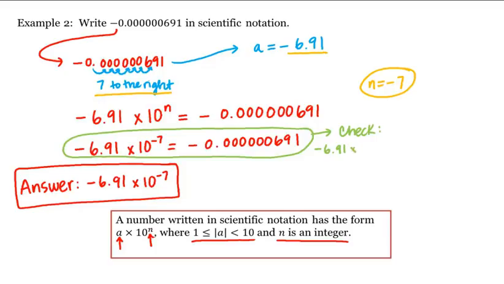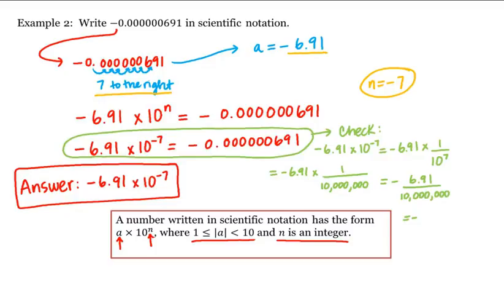Negative 6.91 times 10 to the negative 7th power is the same as negative 6.91 times 1 divided by 10 to the positive 7th power, which is equal to negative 6.91 times 1 divided by 10 million, 7 zeros, or negative 6.91 divided by 10 million, which is negative 0.000000691.